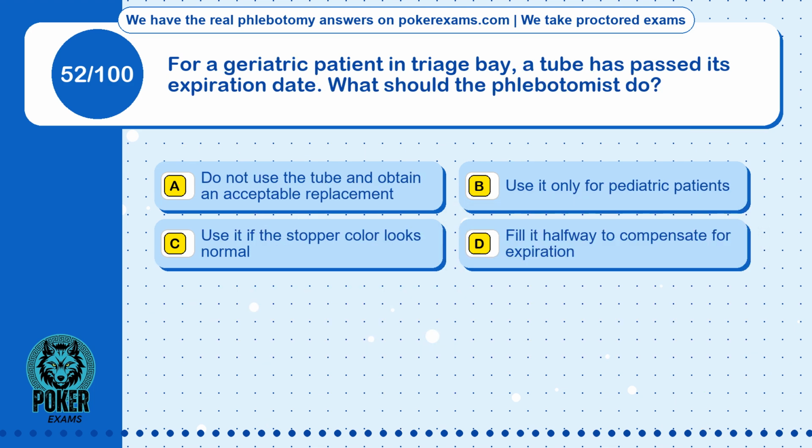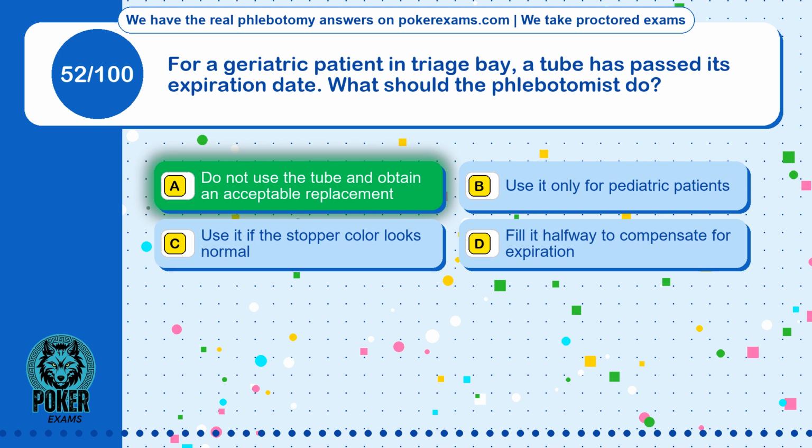Question 52. For a geriatric patient in triage bay, a tube has passed its expiration date. What should the phlebotomist do? Option A, do not use the tube and obtain an acceptable replacement. Option B, use it only for pediatric patients. Option C, use it if the stopper color looks normal. Option D, fill it halfway to compensate for expiration.